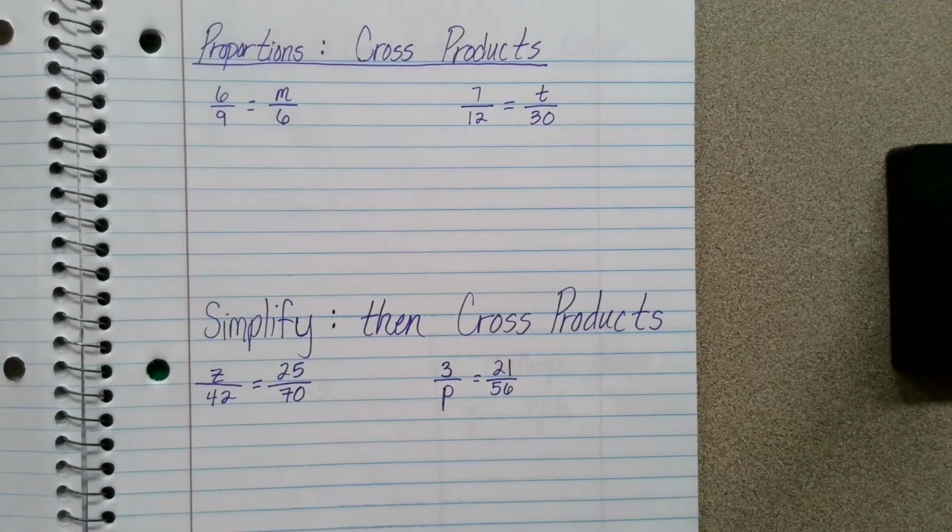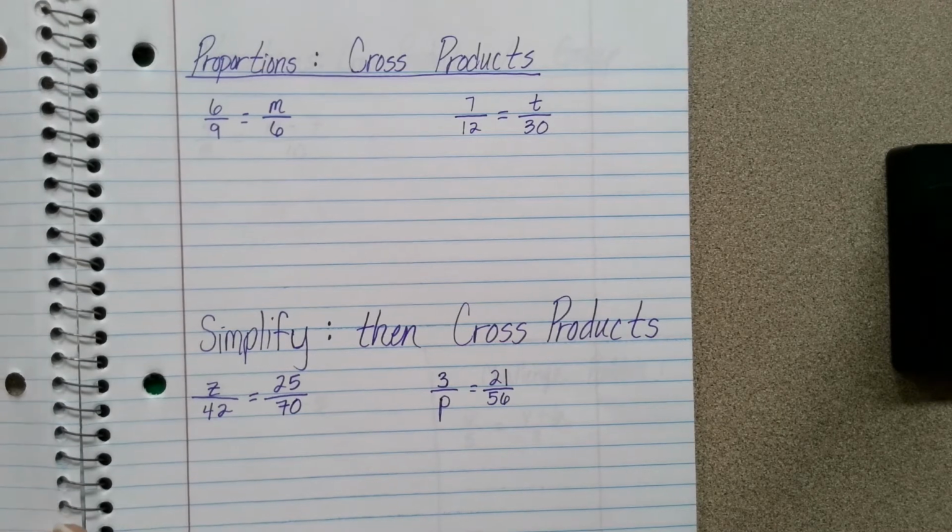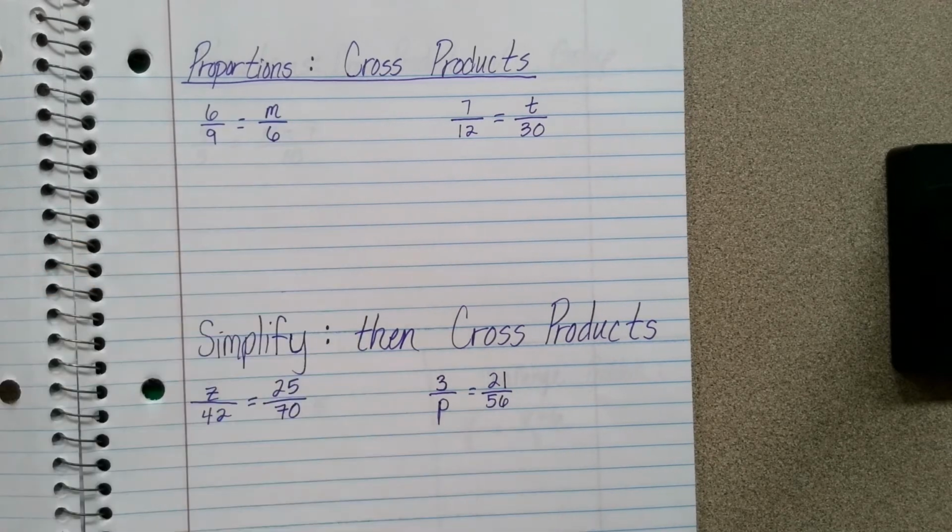Then we also have the strategy of using cross products. Cross products is a great strategy when there isn't a visible direct relationship, or simplifying may be a little bit challenging, which happens sometimes, where it's not easy to simplify. That's when we can use cross products.